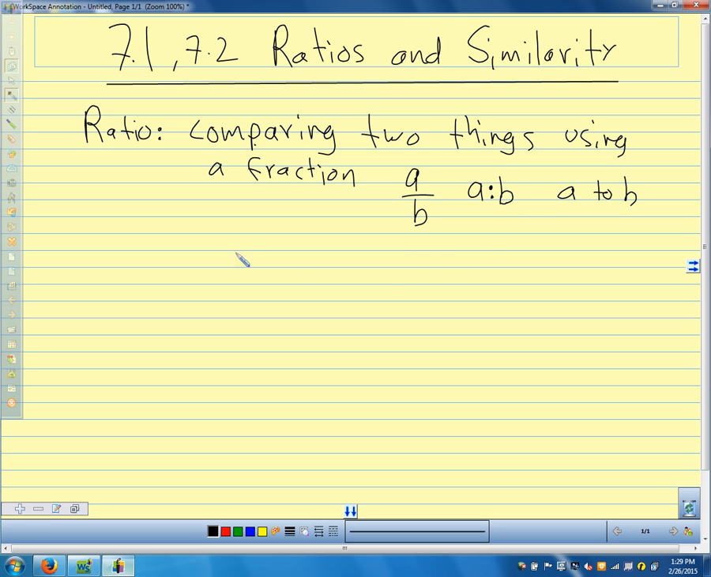We usually, not always, use the same units. But like the example I just gave, 3 cups of flour to 2 teaspoons of salt, we don't always use the same units. So we usually use the same units, and we write our fraction in lowest terms. So we reduce our fractions.